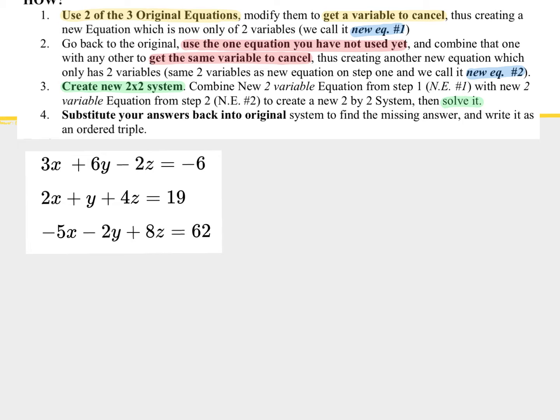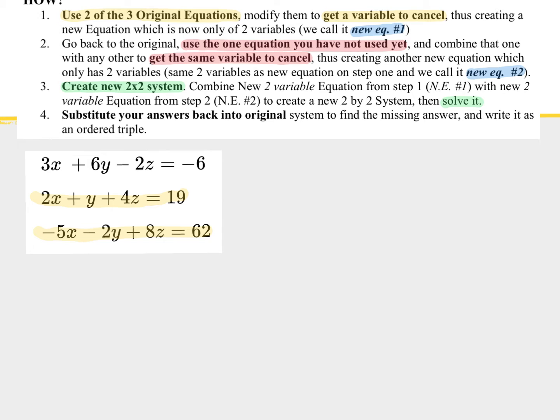Do you want to use the first one and the last one, the first one and second one to cancel out y's? I don't know. What do you think? Second and third? Second and third. So we're going to use the second one and the third one. Just to stay color coordinated, I want to highlight that one yellow, highlight this one yellow, because that's what step one is highlighted as yellow.